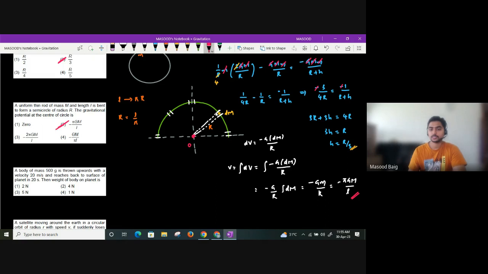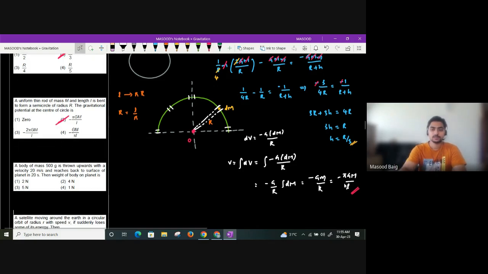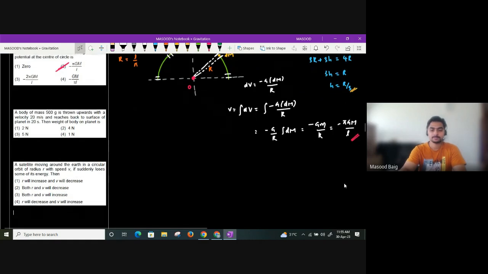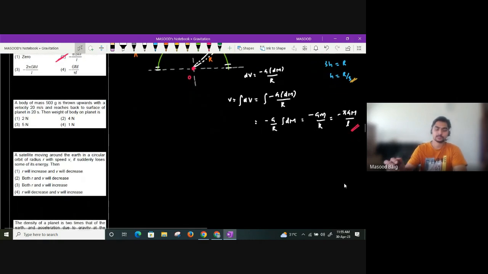So what will be the potential due to this element? Minus GM by r. And whichever element you take, the center is equidistant from all the elements. So what will the potential be? It will be minus GM divided by capital R. Here R value is L by pi, so we get minus pi GM divided by L. Clear, all of you? Yes or no? Hope it is clear.